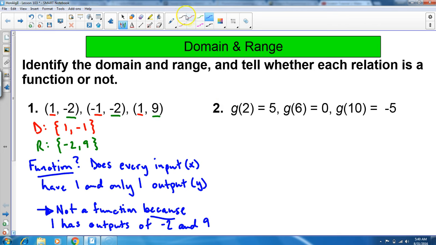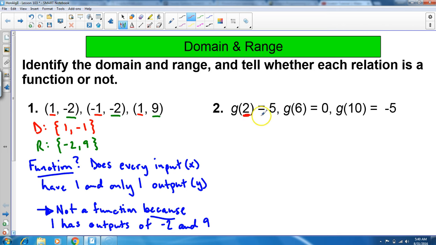The second one's a little bit different in that it's given to you using different notation, but if we really look at what's going on here, we know that this notation, this f of x or g of x notation, in this particular case, all this means is that this is the input. This is the value that you're going to plug into the function g. G is just a name for that function. So we're going to plug in 2. And when I plug that in, my result is 5.